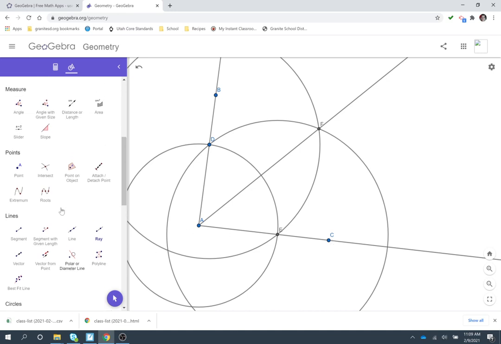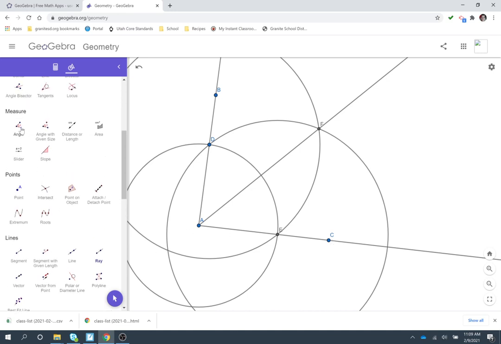In order to check that, we're going to go up to measure an angle. I'm first going to do angle BAF, then I'm going to do FAC.